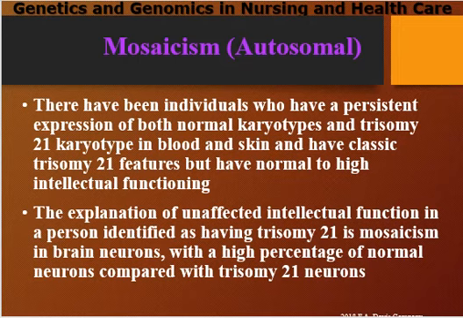So the explanation of unaffected intellectual function in a person identified as having trisomy 21 is mosaicism in brain neurons, with a high percentage of normal neurons compared with trisomy 21 neurons in the brain. That accounts for that difference. When I was in the schools, there was a student with mosaic Down syndrome, and she was not in the special ed room. She took the test like everybody else. She did not have any significant effect on her intellectual ability to function in a normal classroom.